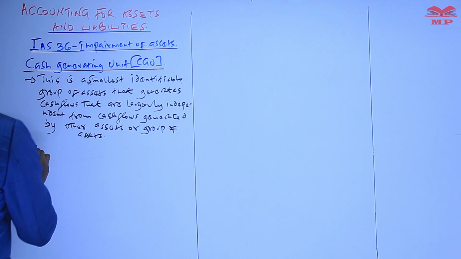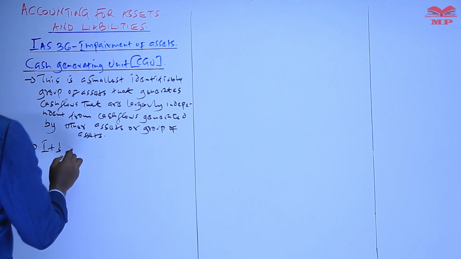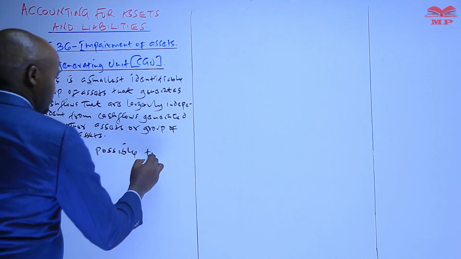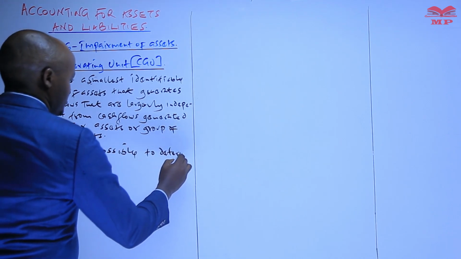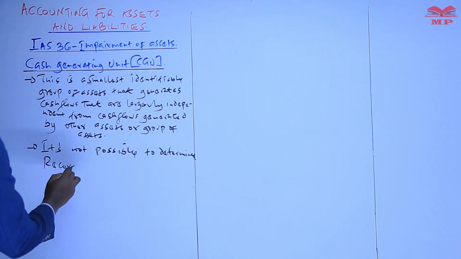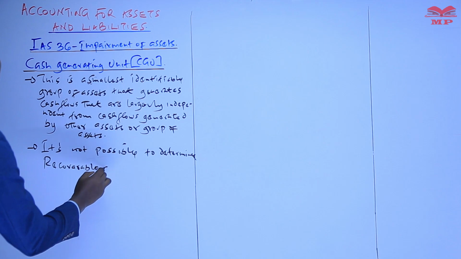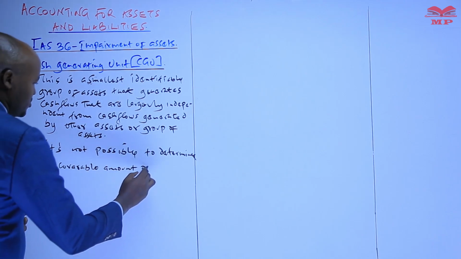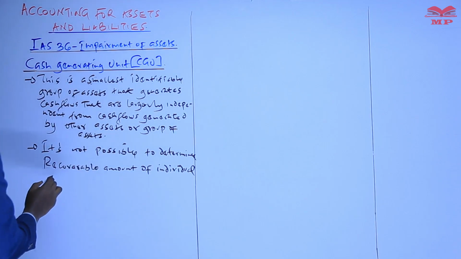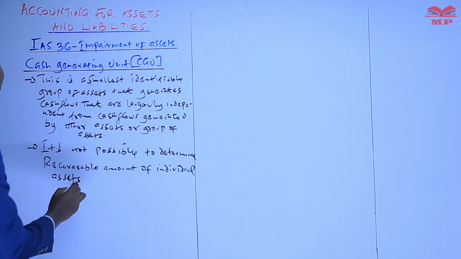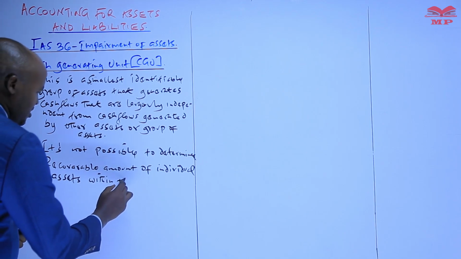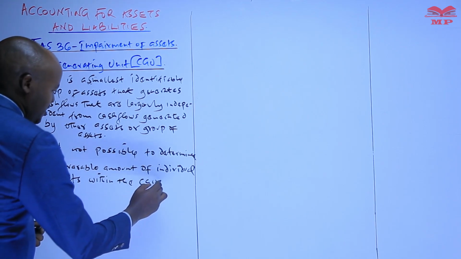So therefore, we can say that it is not possible to determine a recoverable amount of individual assets within the cash generating unit.